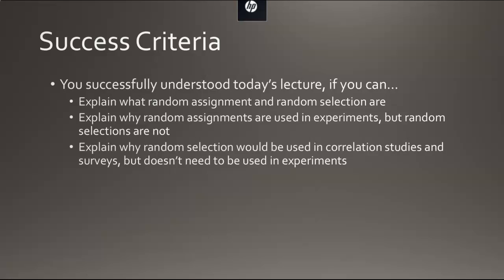Random selection can be accomplished by doing something like picking every third name off of a list, if you wanted a subset of 1/3 the size of the original population. Everyone on the list has an equal likelihood of being included.